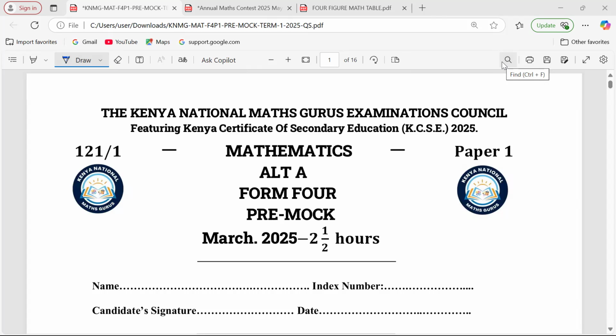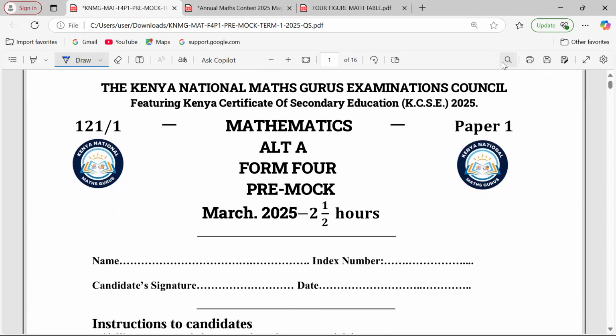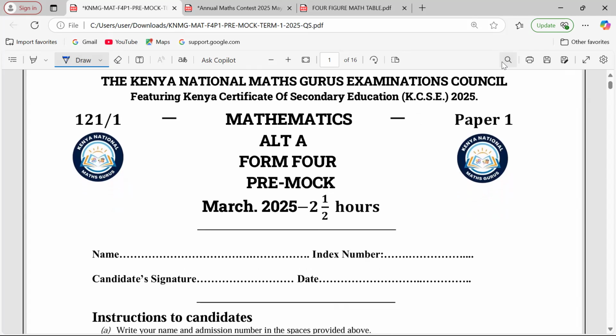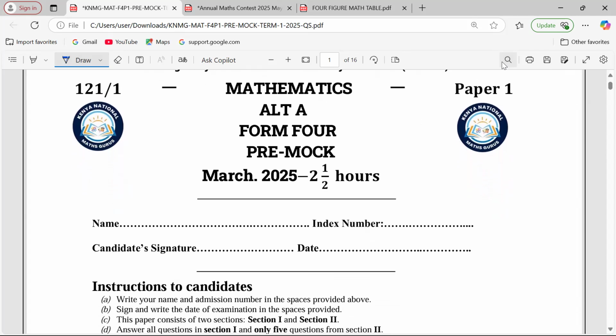Today we're going to discuss the Kenya National Maths Guru Examination Council, whereby we are presenting the paper 1, section 1, 2025. So later we will schedule a lesson whereby I will discuss the section 2 of the same exam.